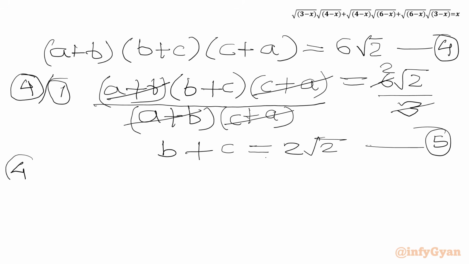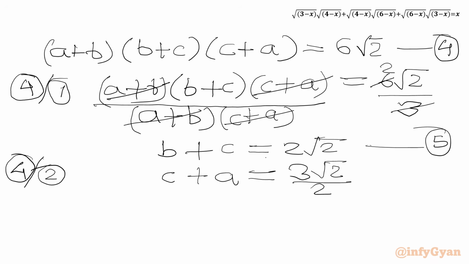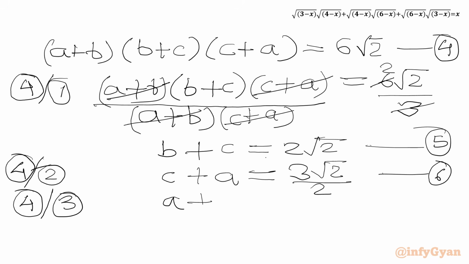Similarly, we will divide fourth equation by second equation. We are going to get C plus A value this time. And the value will be 6 root 2 divided by 4. So we will write 3 root 2 over 2. Equation number 6. Similarly, if we divide fourth equation by third equation, we are going to get A plus B, which will be equal to 6 root 2 divided by 6, meaning root 2 will be our RHS, and here we can write equation number 7.